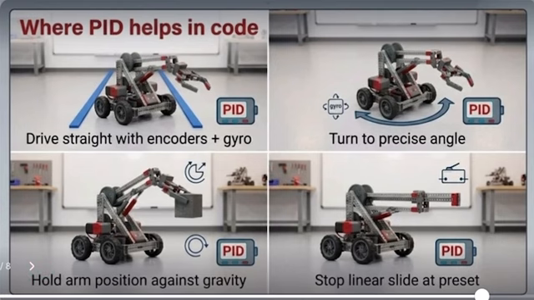So this is where PID would help in your code. You can drive straight with encoders plus gyro perfectly. You can turn to a precise angle. It also helps hold arm position against gravity, and it stops a linear slide at a preset. I mean, usually in Vex V5, what you'll usually use PID for is just to drive straight and turn, but I added these two in just to show what else you could use it for.